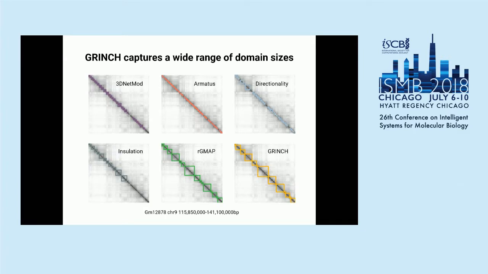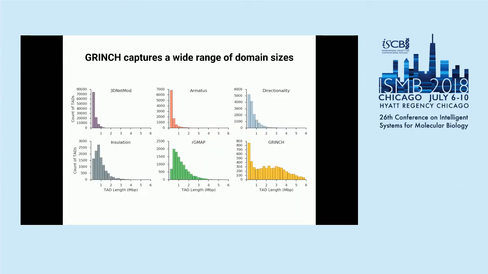So if we take a look at the sizes of these clusters or TADs that get returned by these different methods, this is a 2.5 megabase region on chromosome 9 of the GM cell line. You see that Grinch returns much larger domains than some of the other methods shown over here. And it's actually very similar to RGMap, which is another Gaussian mixture-based model. And when we plot the distribution of TAD length, you again see that Grinch recovers a much more diverse length of TADs over the multi-megabase scale.